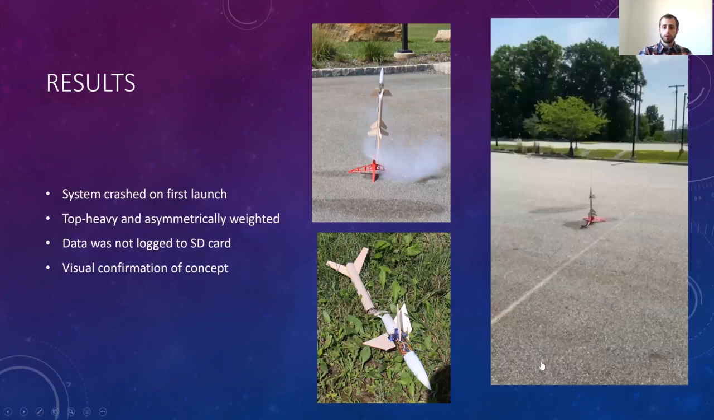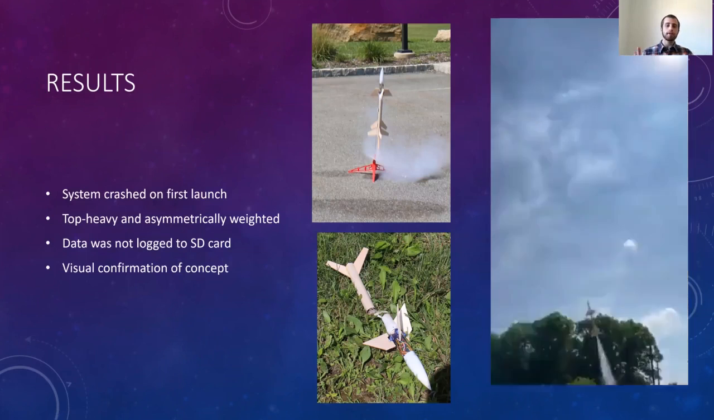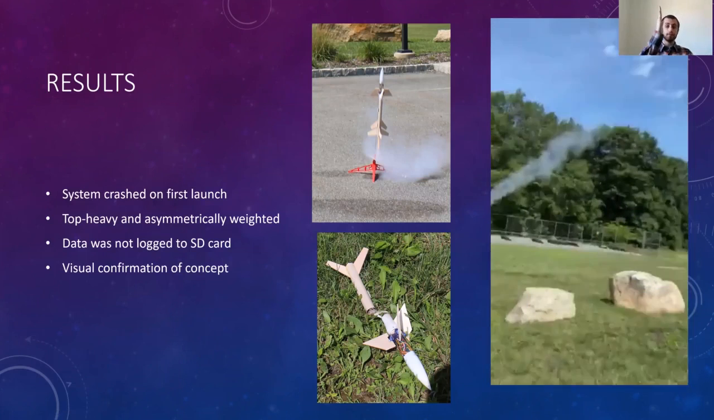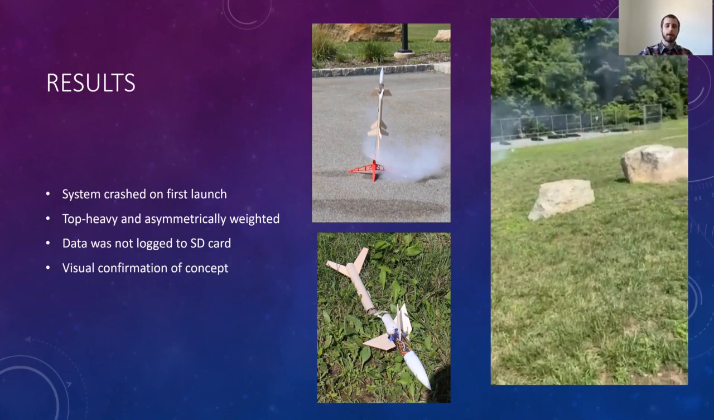The results were, as you can see in the video, not great. The rocket flies straight up, it turns and it corrects itself, and then it crashes to the ground. And the reason why it crashes to the ground is because I didn't account for the fact that the rocket was top heavy now with all the electronics I added, and also very asymmetric. And this caused it to be too much for the rocket to compensate for.